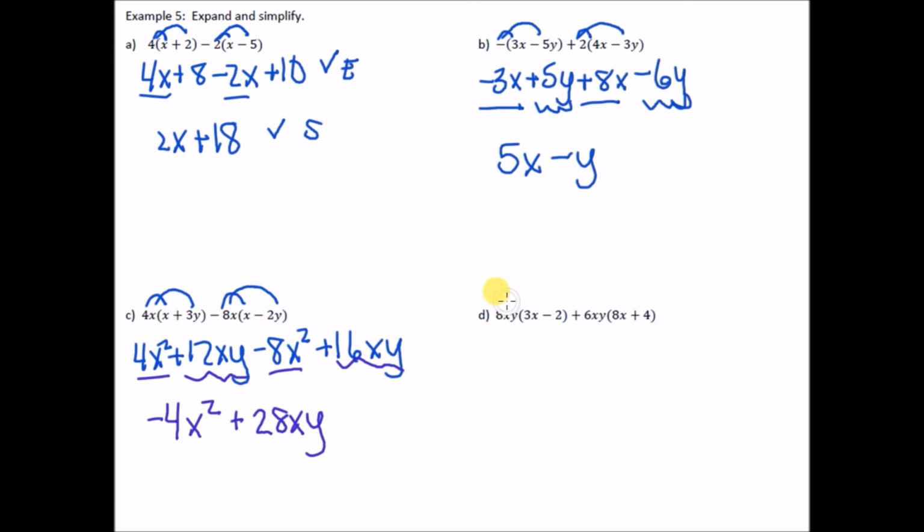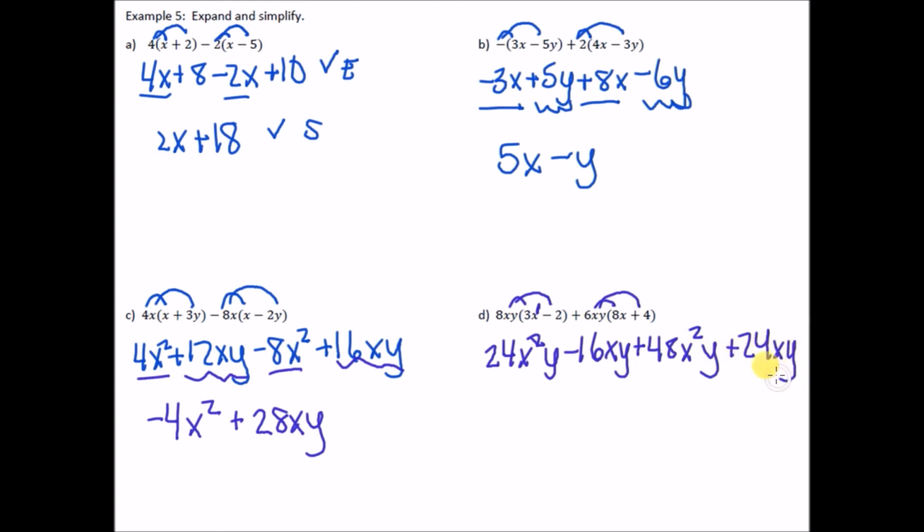Okay, now D. Distribute this into this bracket and this into this bracket. So 8xy times 3x is 24x squared y, because remember that x to the 1 and x to the 1, we add those exponents. Then minus 16xy. Then we have 6 times 8, 48x squared y. And 6 times 4 is 24xy.